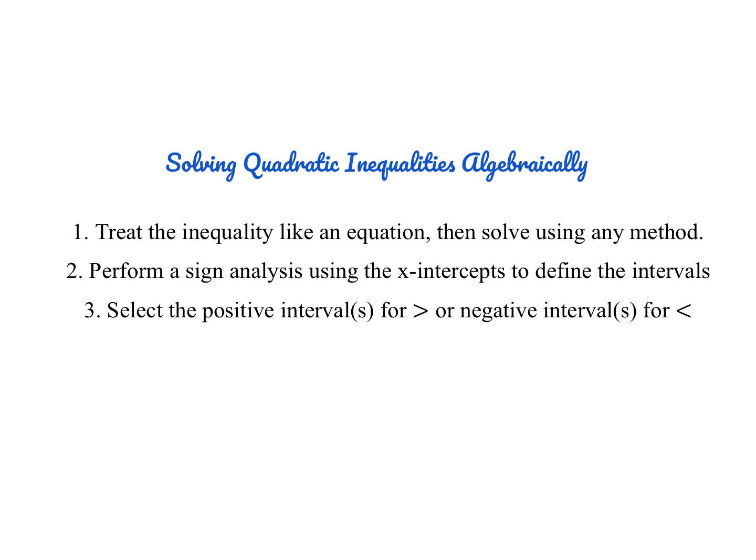Then once we have solved like an equation, we're going to use those x-intercepts to help us find the intervals, and we're going to do what's called a sign analysis. A sign analysis allows us to see where our equation is positive and where it's negative, which also means where it's above the x-axis or below the x-axis.